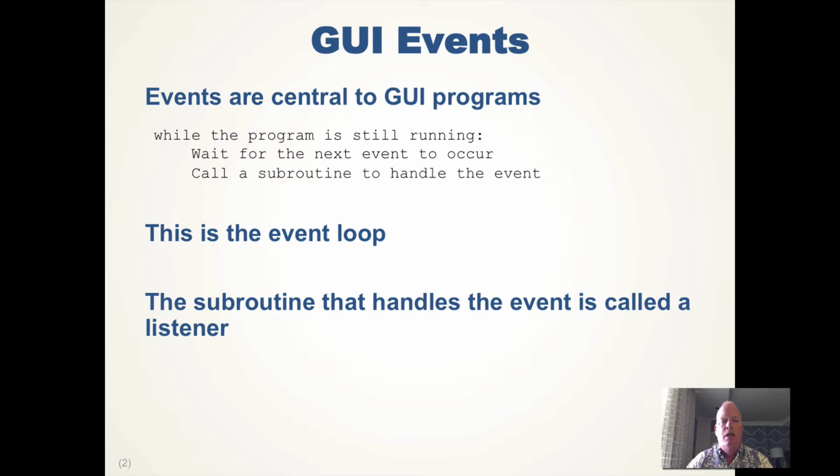So the general idea about GUI programs is that while the program is still running, you wait for the next event to occur. Whenever the user does something, presses a button, moves the mouse, or types in something, that generates an event, and then the subroutine that handles the event, the registered handler, deals with the event as they occur. This is called the event loop. And remember that the subroutine that handles the event is often called, or in Java is called, the listener. So we listen for events, and when they occur, the listener deals with the events and does whatever they need to do to deal with the event, and then we continue on.